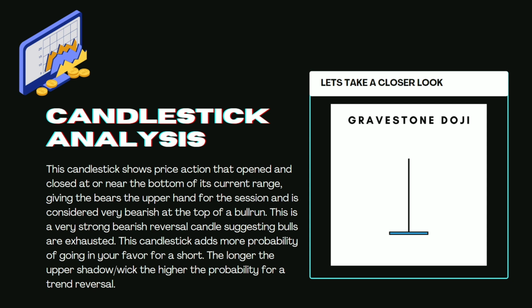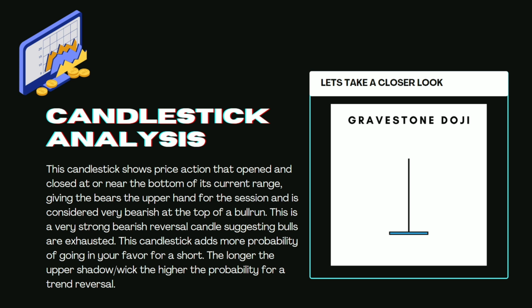Here, the Gravestone Doji. This usually happens at resistance. As we take a closer look, this candlestick shows price action that opened and closed near the bottom of its current range, giving the bears the upper hand for the session, and is considered very bearish at the top of a bull run. This is a very strong bearish reversal candle, suggesting bulls are exhausted. This candlestick adds more probability of going in your favor for a short.